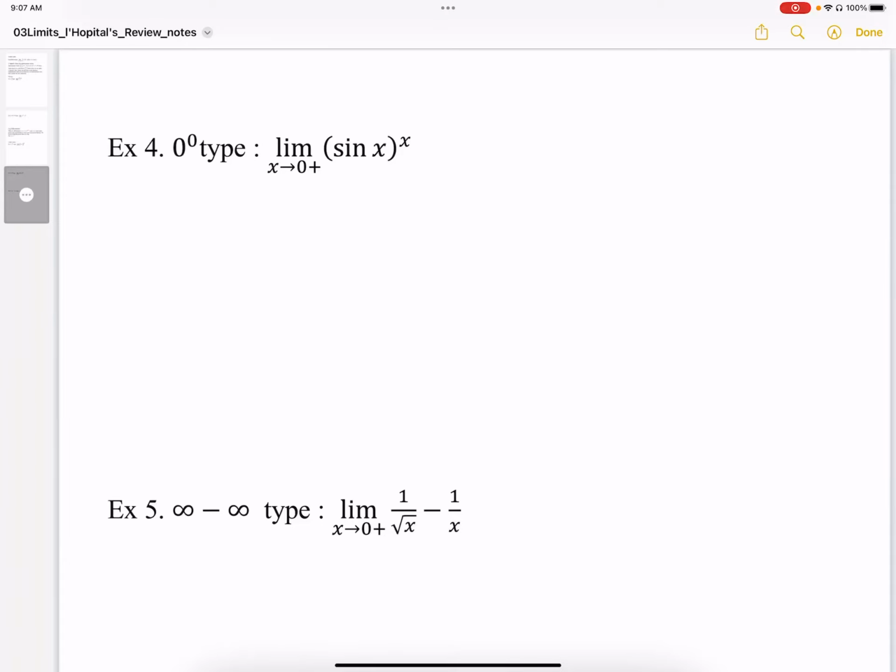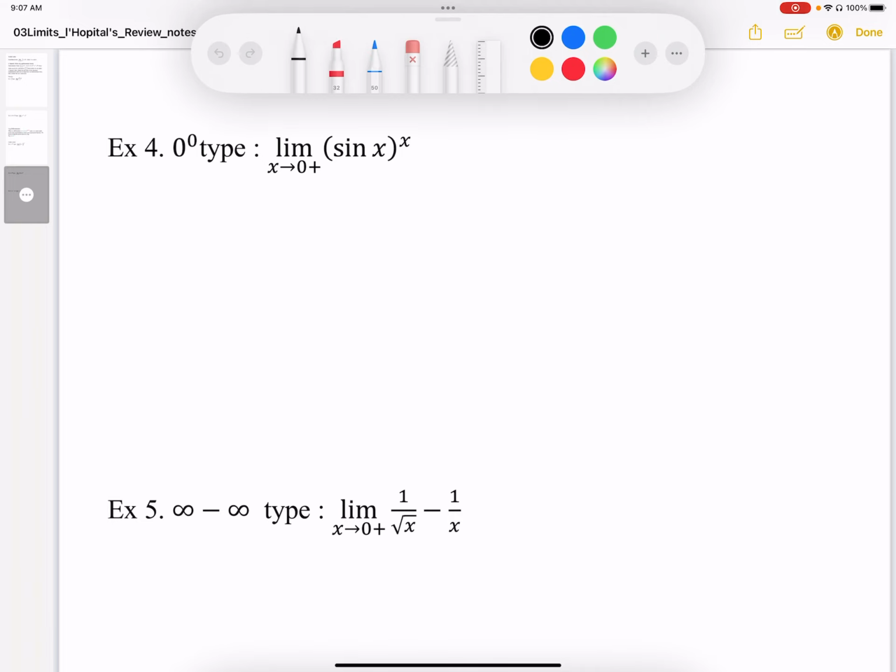In example 4, we have a 0 to the power 0 type. So in this case, when I substitute in 0 as x goes to 0 for the sine value, sine 0 is 0. And then for the exponent, we're going to end up with 0 to the power 0 like this. Now, to be able to use L'Hopital's, we're going to have to put this into a ratio. To get this into a ratio, we need to apply a log to this.